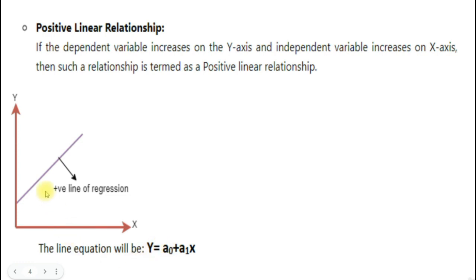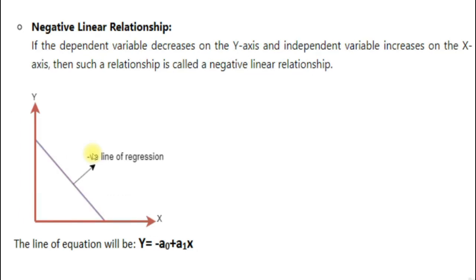So the equation of the line becomes y = mx + c, or y = a0 + a1x. Now clearly, by seeing this, we can say that this is a positive slope of the line. Similarly, we can also have the negative slope here.